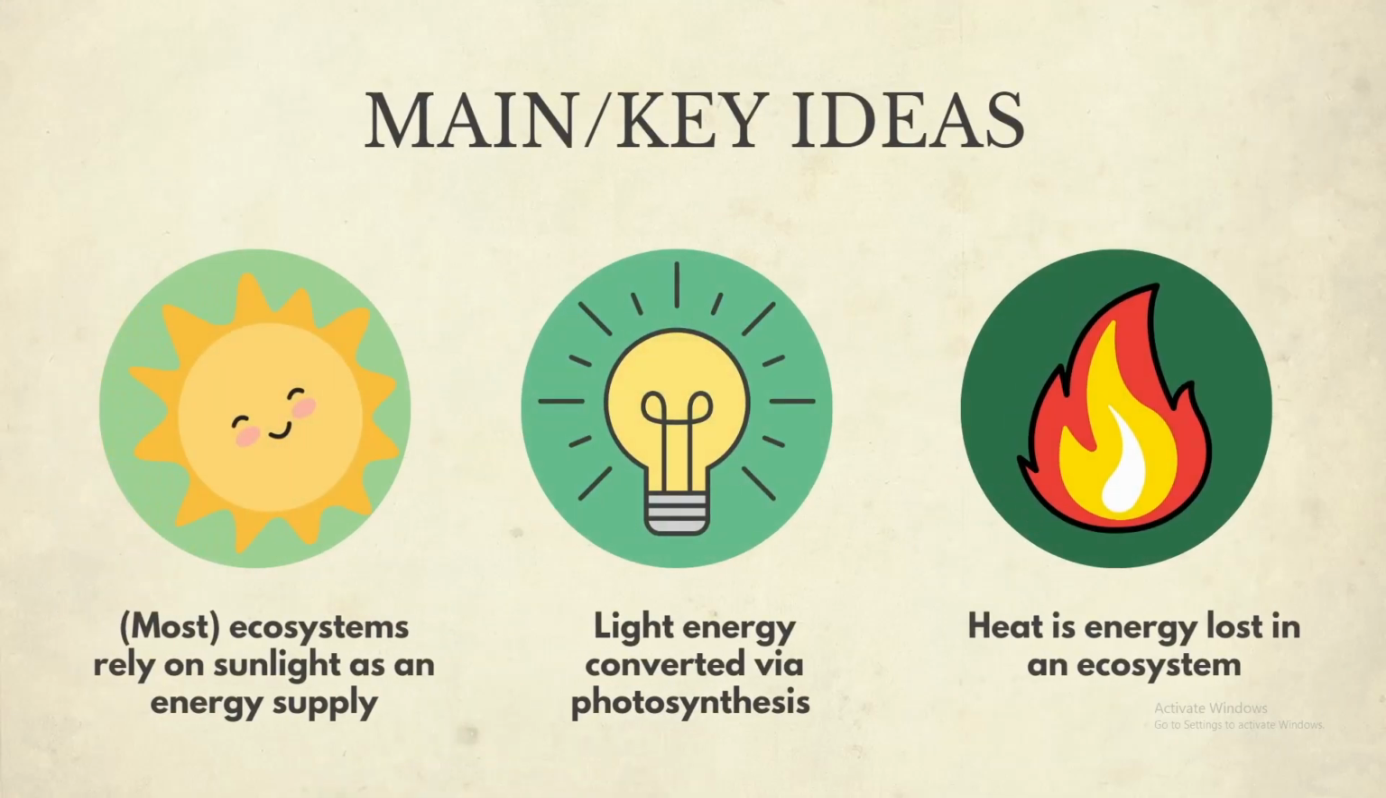So, some basic information about energy flow is that most ecosystems rely on sunlight as an energy supply. Light energy is then converted into chemical energy via photosynthesis, and this chemical energy flows through the food chain as animals consume plants or one another. Another point to consider is that heat is energy that is lost from ecosystems.